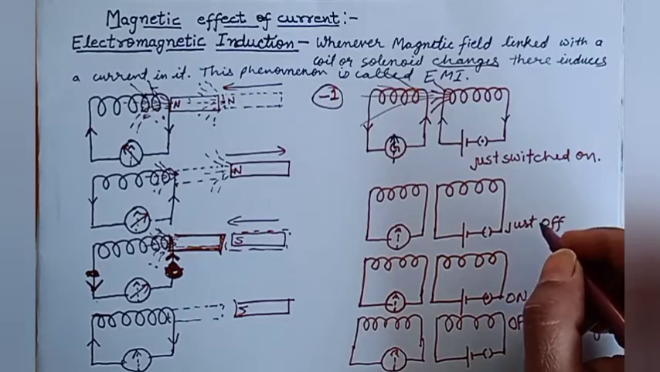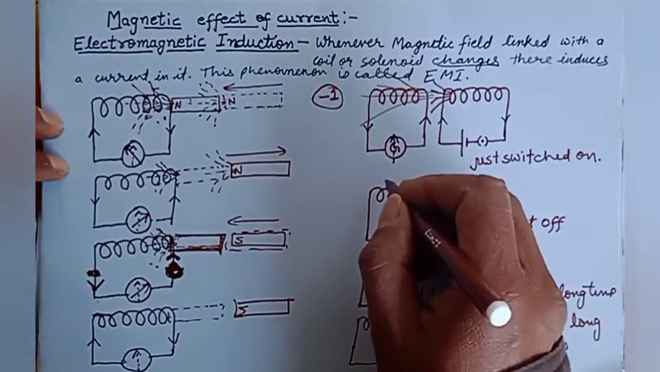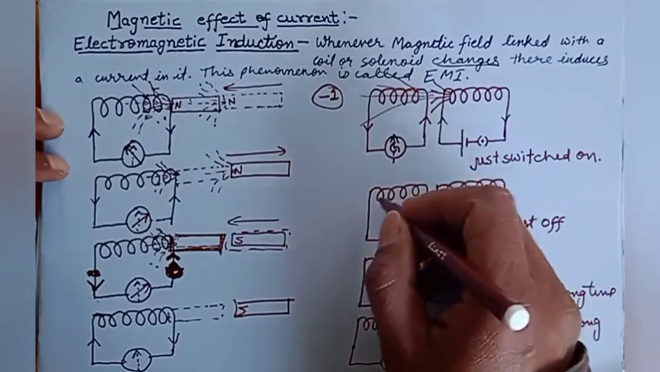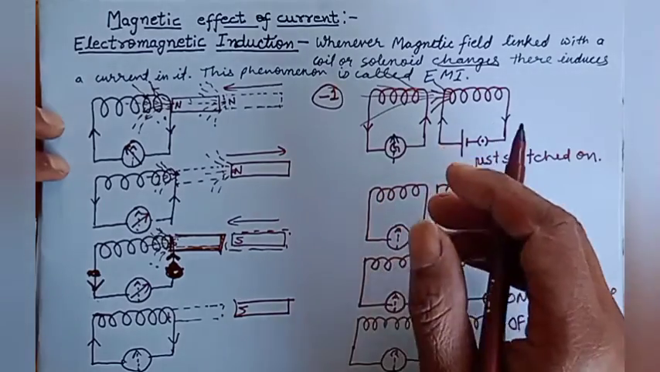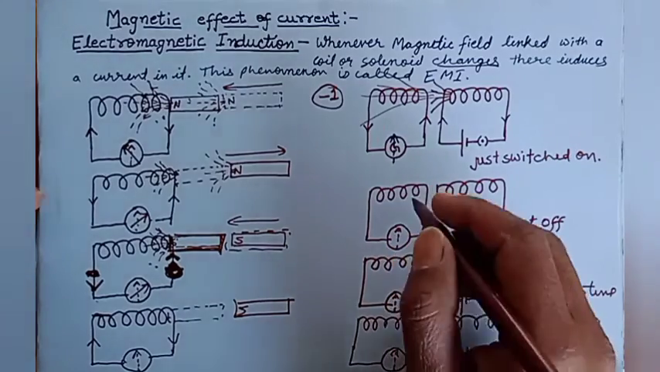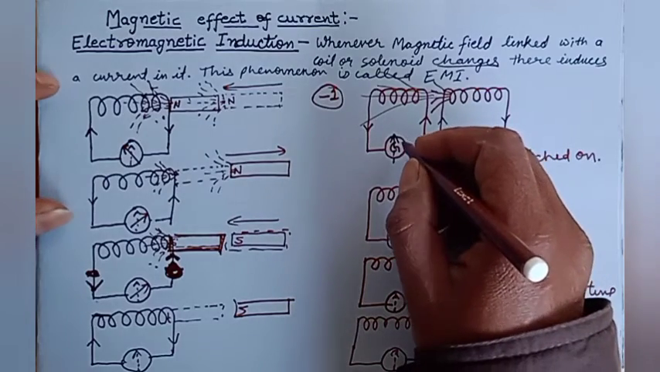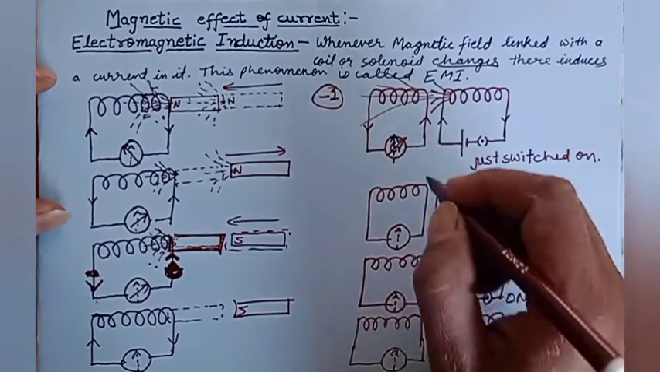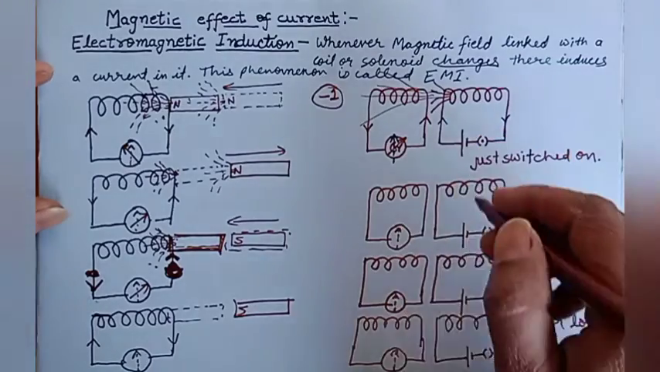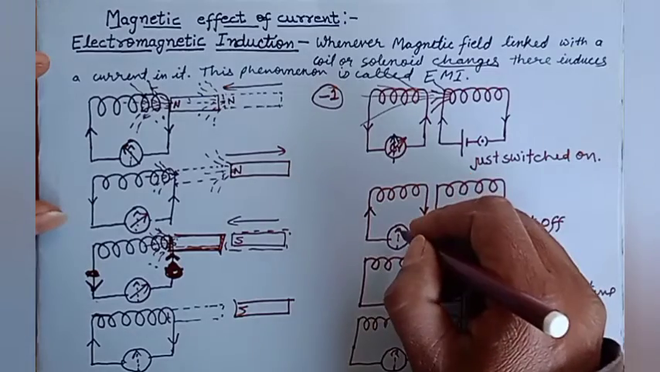Next, when it is just switched off, because before that there were some field lines passing through this solenoid and they are going off, they are going to zero, still there is a change in magnetic field, so there will also be a deflection. Earlier I hadn't shown a deflection there. So there is a deflection. And right now, because the opposite thing has happened, the deflection will be in the opposite direction.